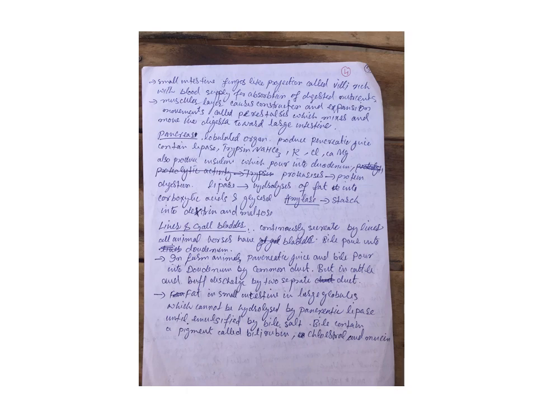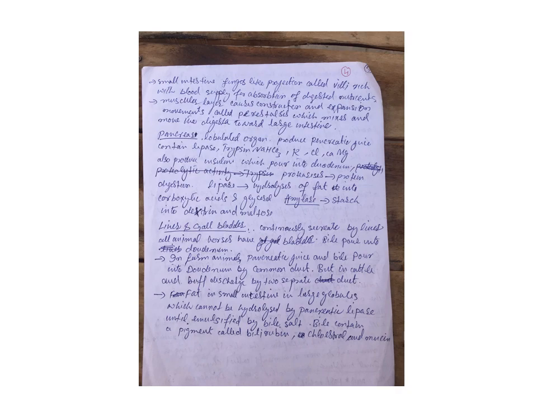Next is the pancreas. It is a lobulated organ which produces pancreatic juice containing lipase, trypsin, sodium bicarbonate, potassium, chloride, calcium and magnesium. It also produces insulin, which pours into the duodenum. The function of insulin is to neutralize the sugar content in the blood.